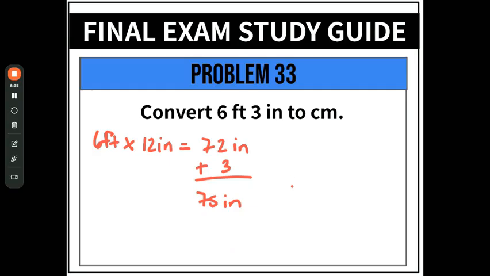Now I can convert to centimeters. So I can take 75 inches, and if you'll look on your formula chart, this conversion factor will be available to you during your exam. But I know that 1 inch is equal to 2.54 centimeters. Inches will cancel when I multiply here, and I can take 75 times 2.54, and that's going to give me 190.5 centimeters.